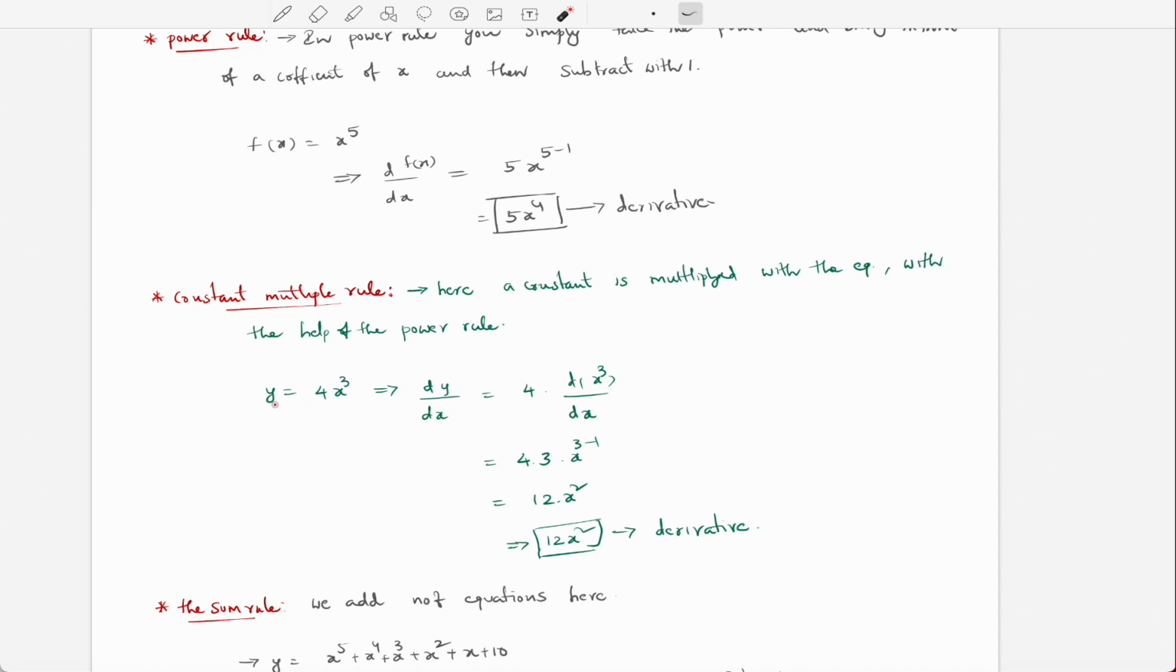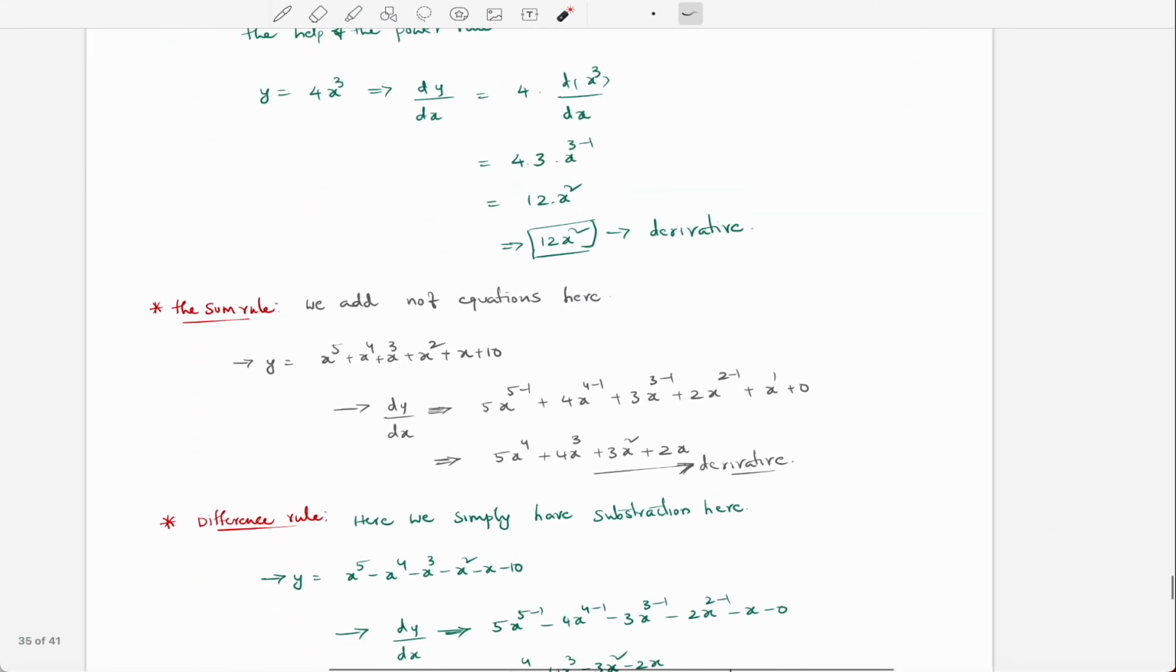So for example, we have a 4x cube here, and we simply find the derivative of that function, that is 4 into x cube. With the help of the power rule, what will it become? The 3 will come in front of the x, and the power becomes 3 minus 1, which is equal to 12x square, which is our derivative, right? It's just a simple thing to understand how we use the constant multiple rule.